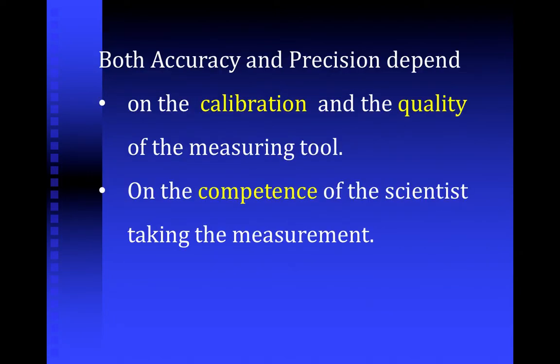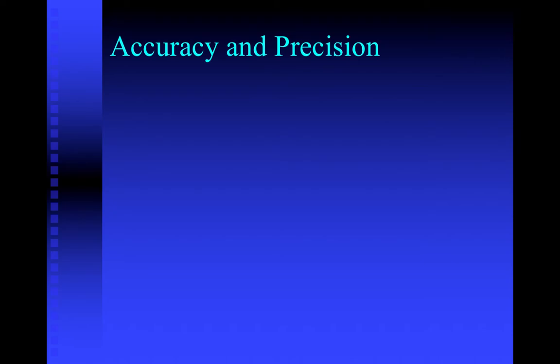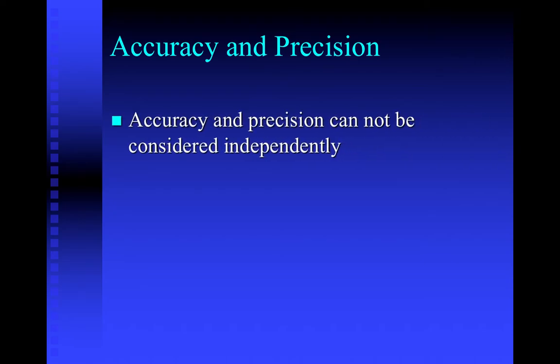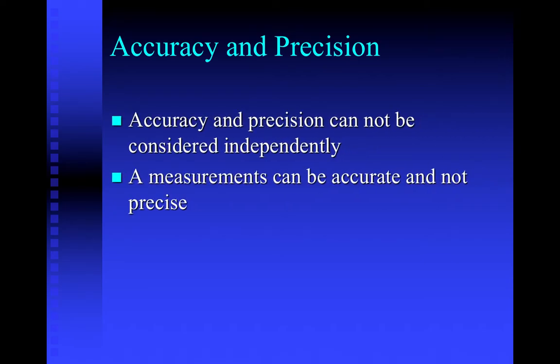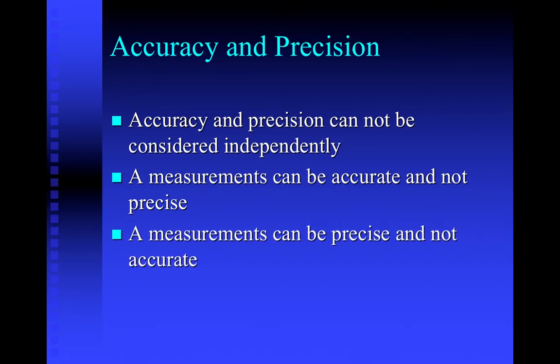So accuracy and precision depend on both the calibration and the quality of the measuring tool, and on the competence of the scientist that's taking the measurement. So we always have to consider accuracy and precision independently and realize that measurements can be accurate and not precise, or they can be precise and not accurate.